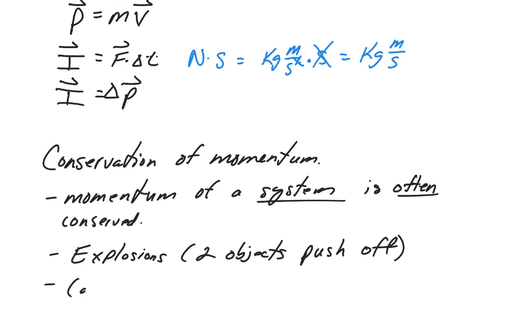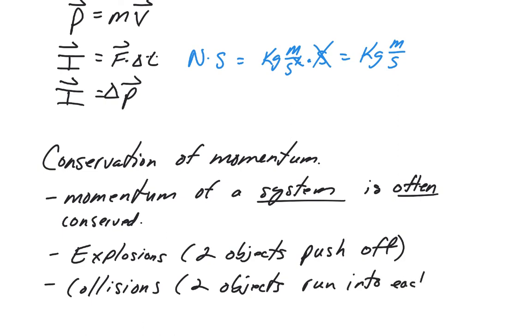And then we're going to do kind of the opposite, and we're going to talk about collisions where 2 objects run into each other. Can you have more than 2 objects? Absolutely. We're going to keep it simple for now. We're going to leave it as 2 objects run into each other.